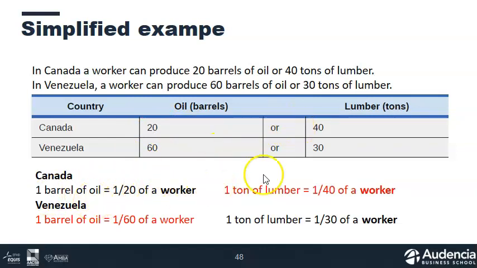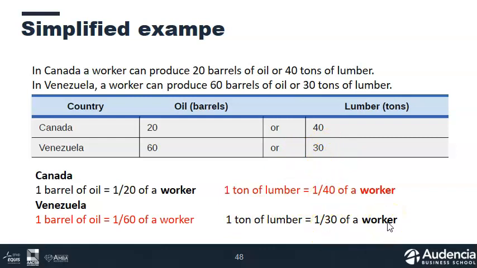In Canada, if I want 1 ton of lumber, each worker can make 40 tons, so I need 1/40th of a worker. In Venezuela, 1 worker can produce 60 barrels of oil, and 1 worker can produce 30 tons of lumber. So for the barrel of oil, I only need 1/60th of a worker. And for the ton of lumber, I've got 1 worker producing 30, so if I only want 1 ton of lumber, not 30, I only need 1/30th of a worker.